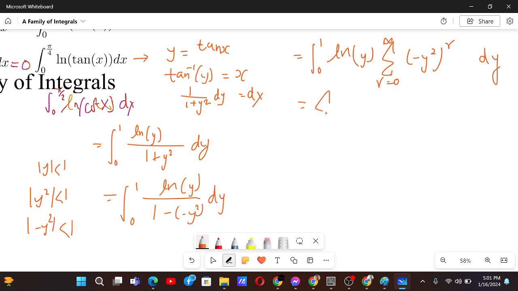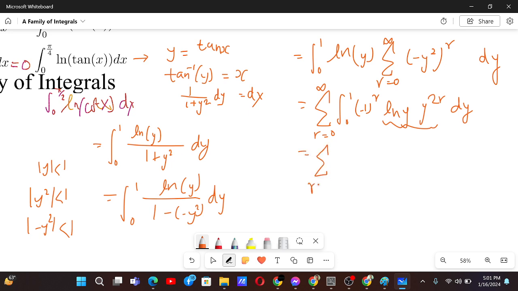Now extend the sum and integral. That gives us minus 1 to the power r, ln y times y to the power 2r, dy. Now this is just a gamma function, some modification of the gamma function, and it's not that hard to deal with. I will tell you one formula which can solve this. Now the formula is something like this.